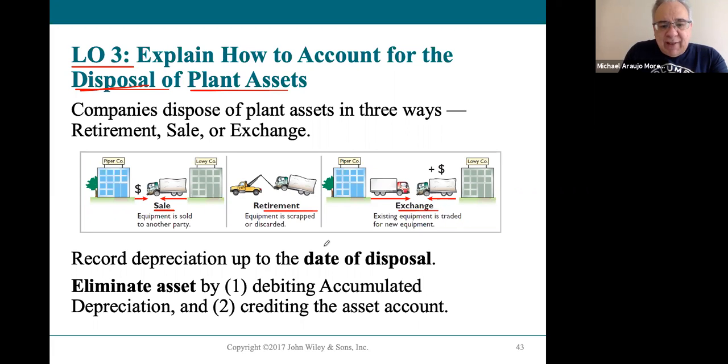Okay. In accounting, we have to note that date of disposal because literally, once we decide to take a piece of equipment out of the business, regardless how we do it, we have to take it off the books. We have to take it off the books. So what this shows you is that we have to do a couple of things. To take a piece of equipment off the books, we're going to credit the equipment account. We also need to debit the accumulated depreciation account for that equipment, okay?